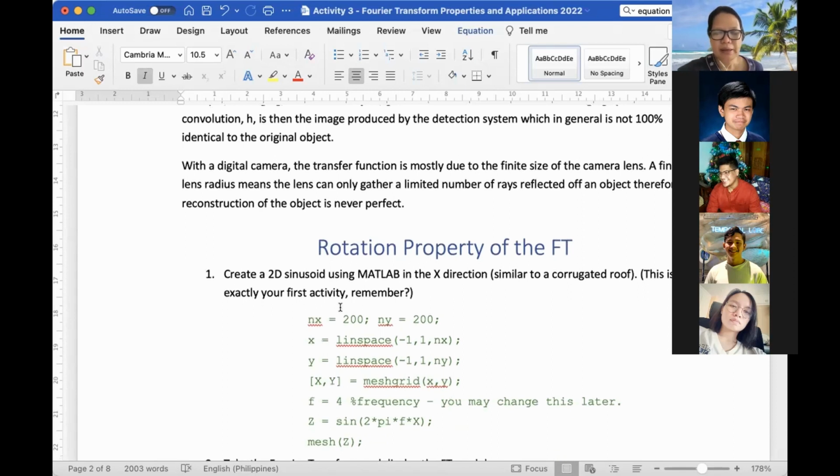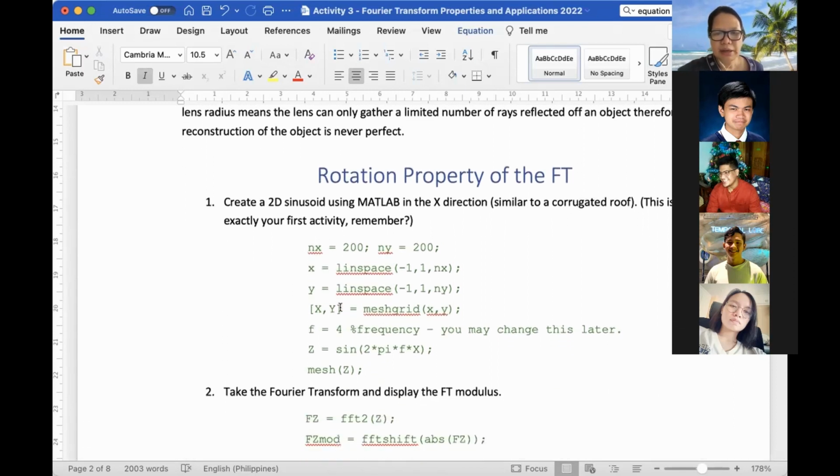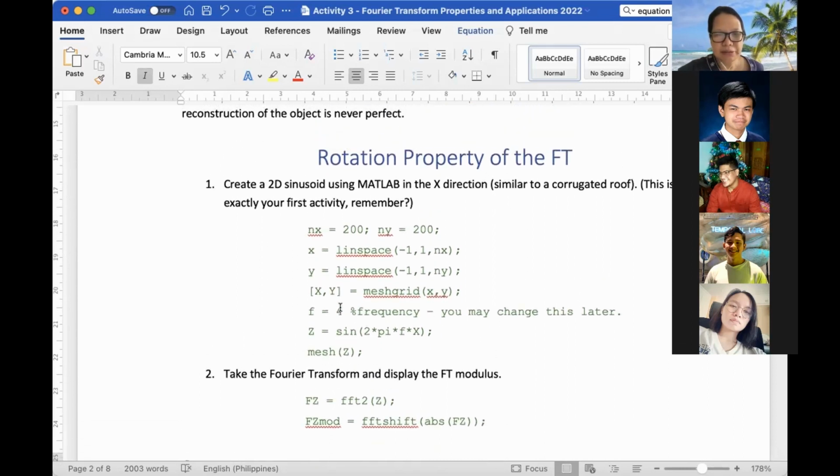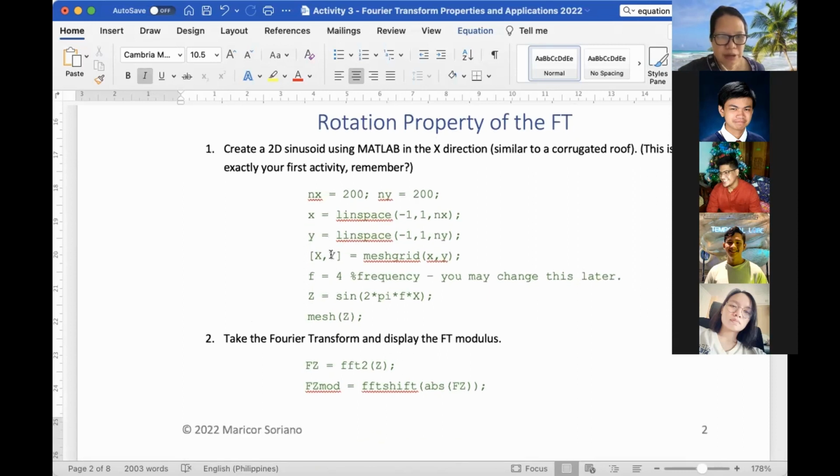Right. Okay. Meron ding tinatawag na rotation property ang FT. No? So here we have an example. So I want you to follow through. So in these first few processes, this is how you apply an FT. So perhaps this will look familiar to you kasi parang exercise natin to, activity 1. Gagawa tayo ng one-dimensional sinusoid. A two-dimensional sinusoid pero in one dimension lang siya nag-wave. So along the X.